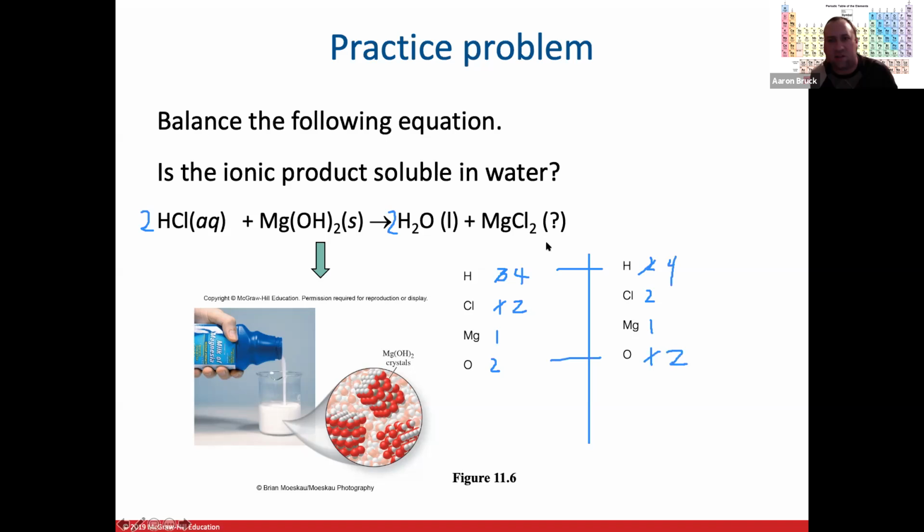Is this product soluble in water, magnesium chloride? Well, for that, I need to go back to my solubility chart. Nothing really in there about magnesium, but chlorides are featured particularly in the usually soluble category. The only exceptions are silver, mercury, and lead. Magnesium is none of those. So we can answer in the affirmative. Yes, this is going to be aqueous.